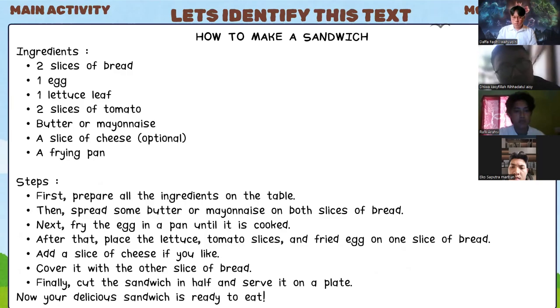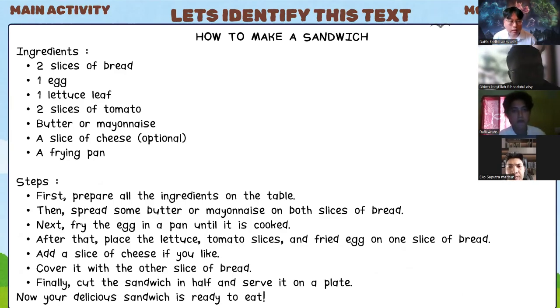Then spread some butter or mayonnaise on both slices of bread. And next is fry the egg in a pan until it is cooked. And after that, place the lettuce, tomato slice, and fried egg on 1 slice of bread, and add a slice of cheese if you like, and cover it with the other slice of bread. And finally, cut the sandwich in half and serve it on a plate. Now your delicious sandwich is ready to eat. All right. Thank you very much, Luffy.